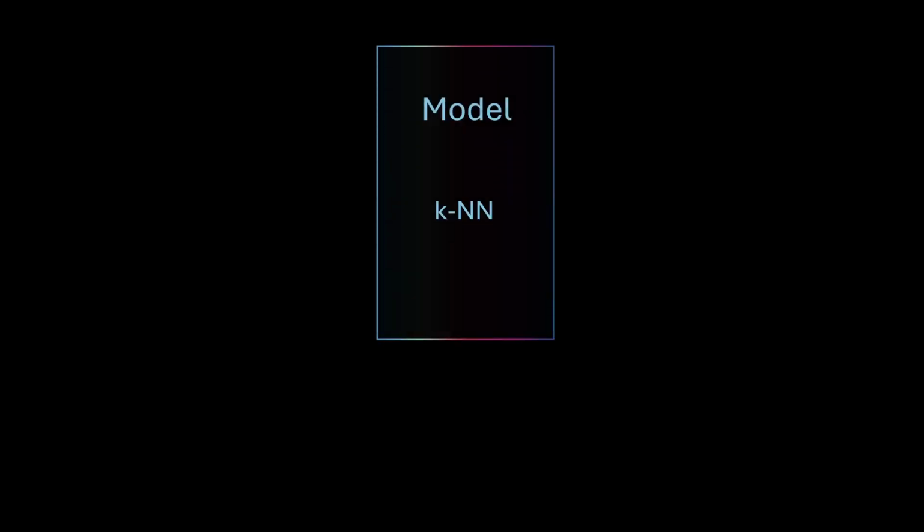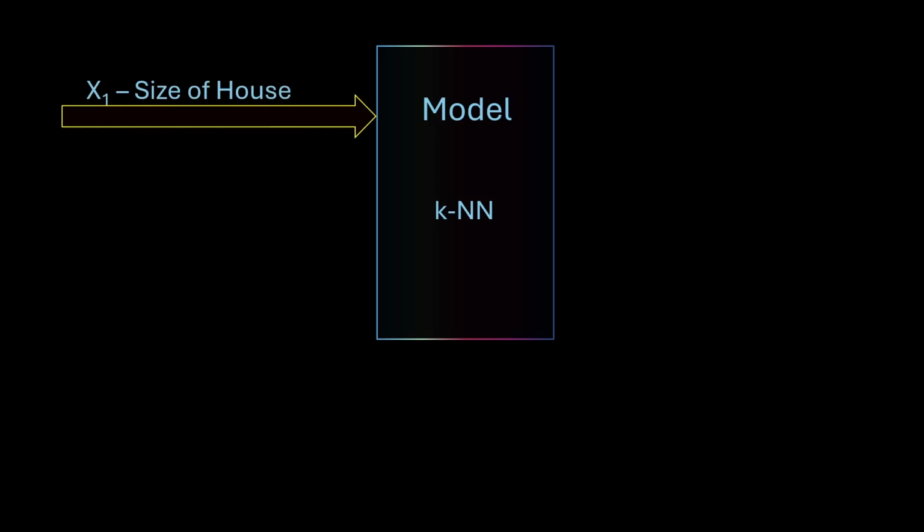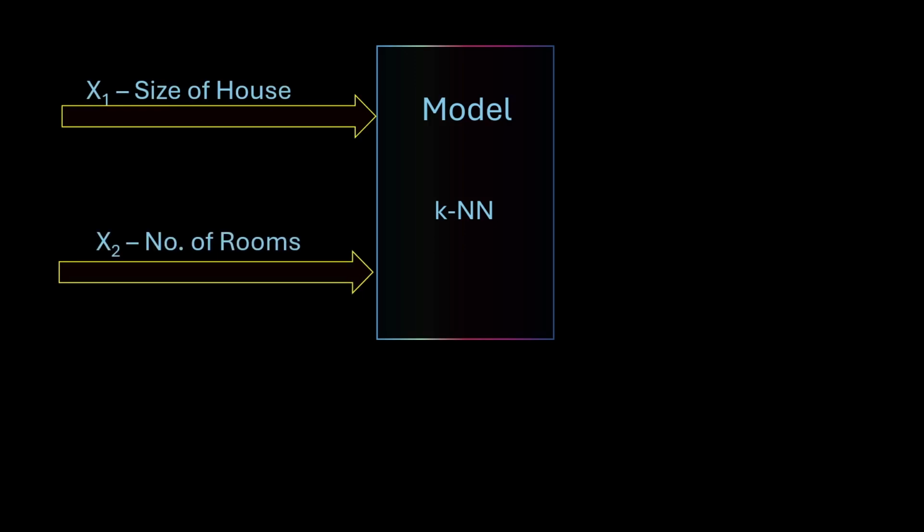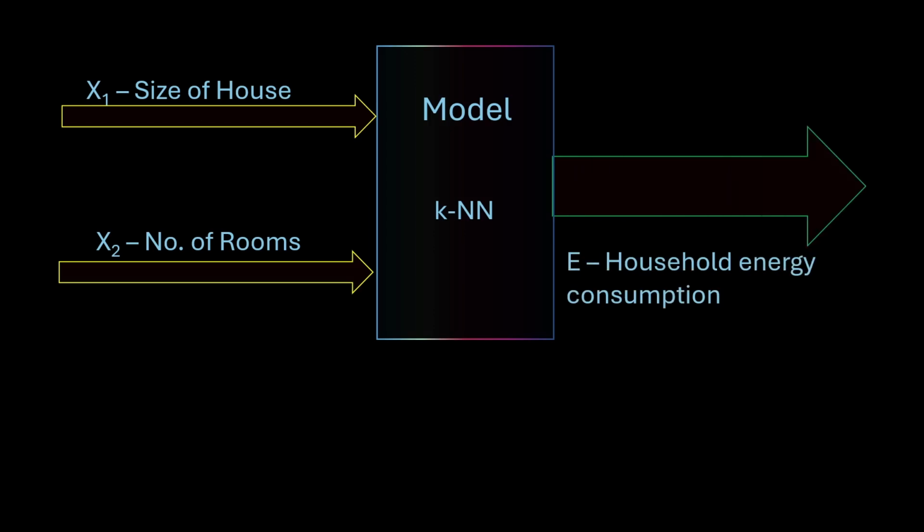So we're going to start with a relationship between three variables. We have x1, and x1 represents the size of a house in square meters, and x2 is the number of rooms in the house. So we're going to take this information and try to get an indication of the energy consumption of that particular household, and this is measured in kilowatt hours. Here x1 and x2 are input variables, and we use them in the model and we get an output that's the energy, and that's what we want to predict.